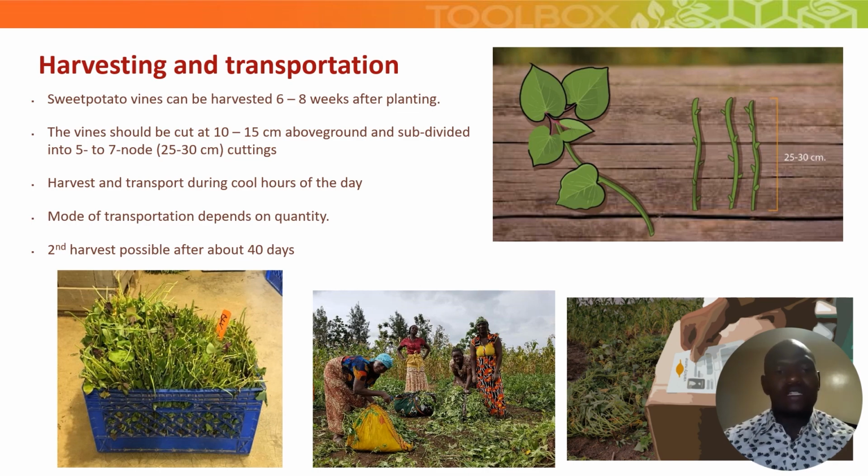The second harvest can be done after 40 days, depending on management of the crop. So if you water well and, after the first harvest, apply fertilizers like urea that are nitrogenous, and then water well, you are able to harvest after 40 days again.